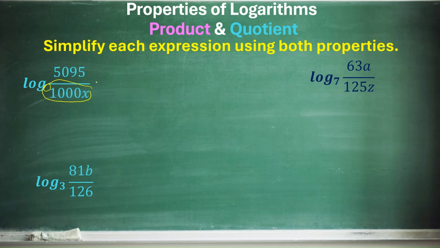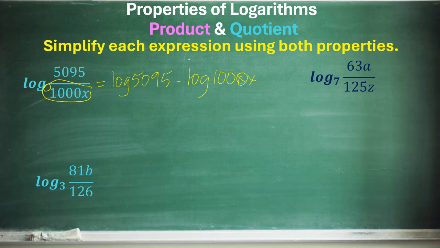So I am going to go ahead and apply the quotient property first. So I'm going to say the log of 5,095 minus the log of what's in the denominator, which is 1,000x. So this is the simplest way to start, right? I followed my quotient rule, which is when I have the log with the fraction inside, I can rewrite it as the difference of two logs with the first term being what's in the numerator.